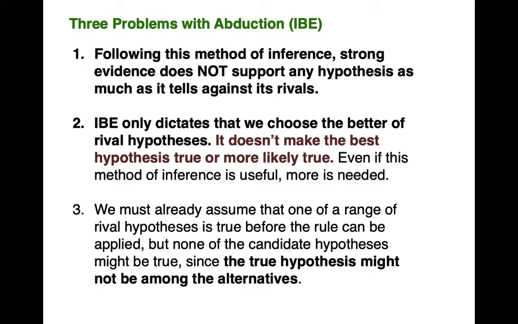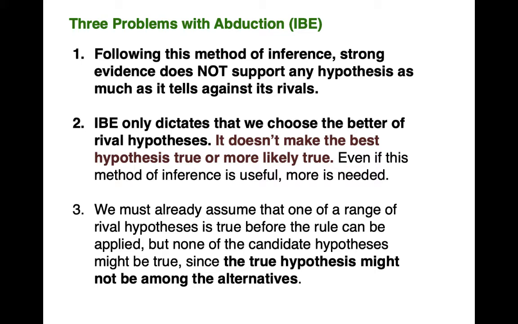The inference to the best explanation, or abduction, has at least 3 problems or limitations. Using this method of inference, strong evidence does not so much support any hypothesis as much as it tells against its rivals. So with this method, we were able to rule out the hypothesis that the person was not having a heart attack because we saw an erratic EKG. Second, inference to the best explanation only dictates that we choose the better of rival hypotheses. It doesn't make the best hypothesis true or more likely true. Even if this method of inference is useful, we need more than that.